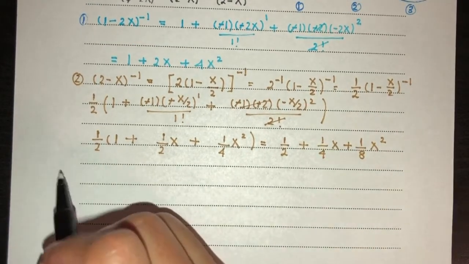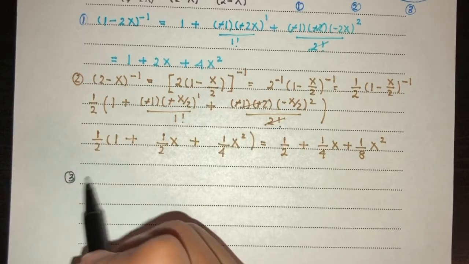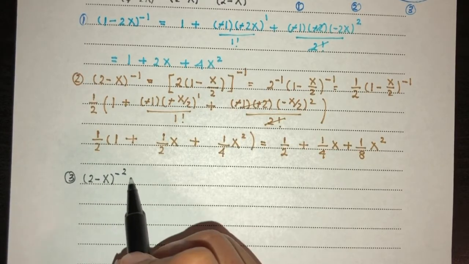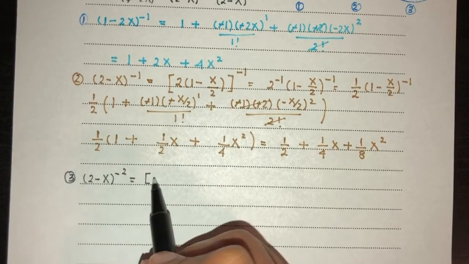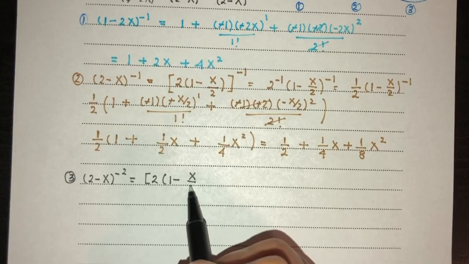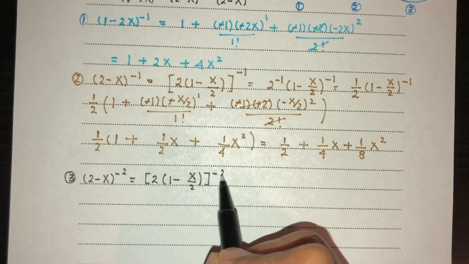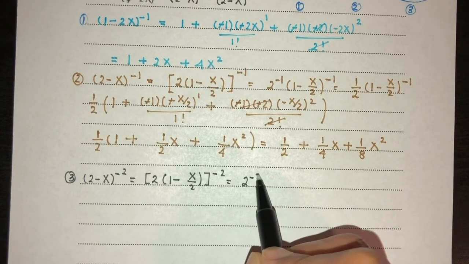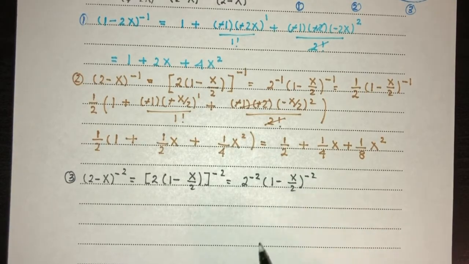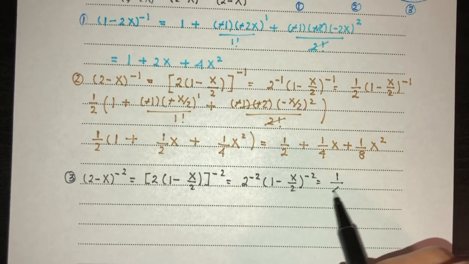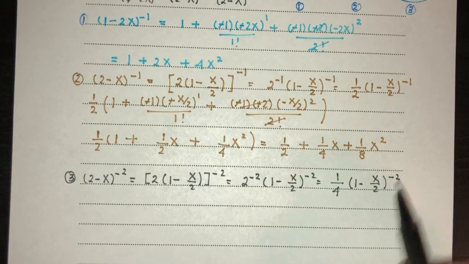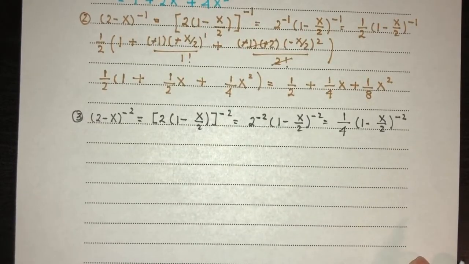So number 3 we have to expand 2 minus x power minus 2. So first we have to factorize the 2 outside because we want to make this become 1. Okay. Now here we have power minus 2. It will become 2 to the power minus 2, 1 minus x over 2, and this. This is 1 over 4 times 1 minus x over 2 power minus 2. Now proceed step by step.